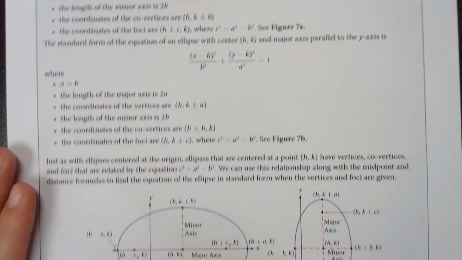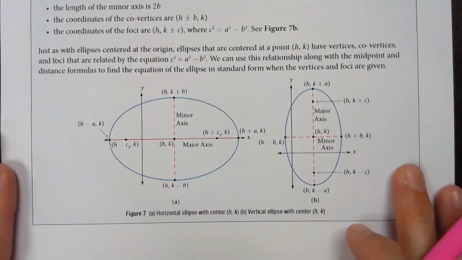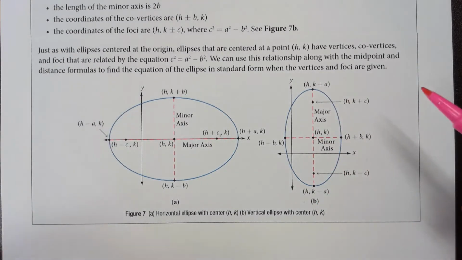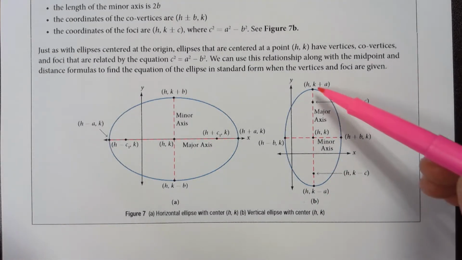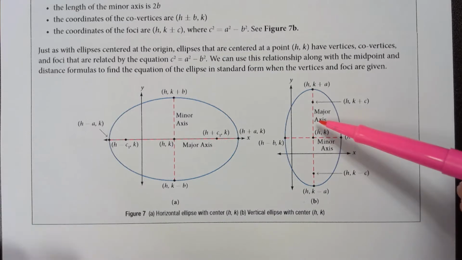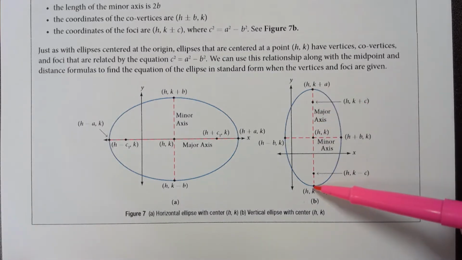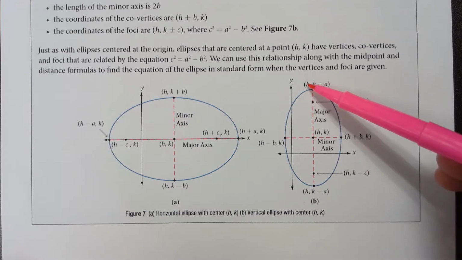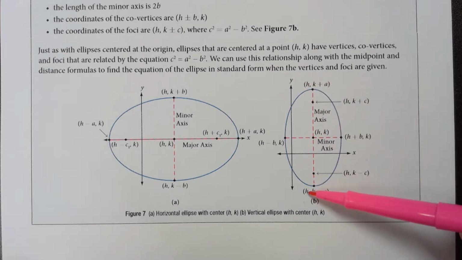And all of that explanation works exactly the same way with the vertical, except of course you switch your x's and your y's. So you have your major axis going vertical and your minor axis going horizontal. So in this case, to find your vertices, your x doesn't change. That's why this point and this point all have h's in them.